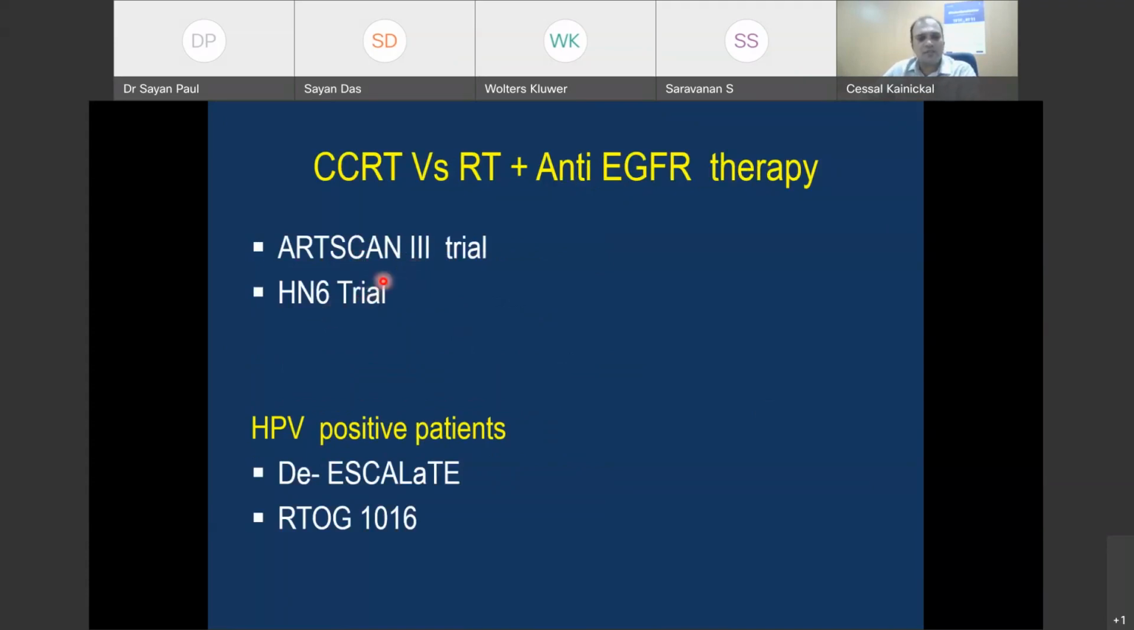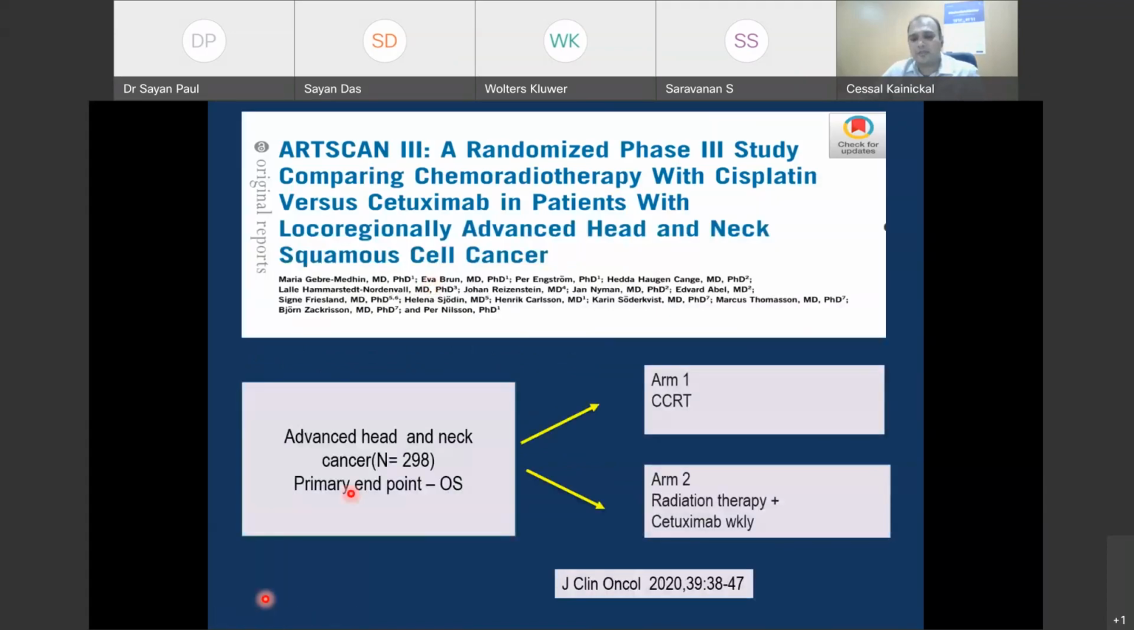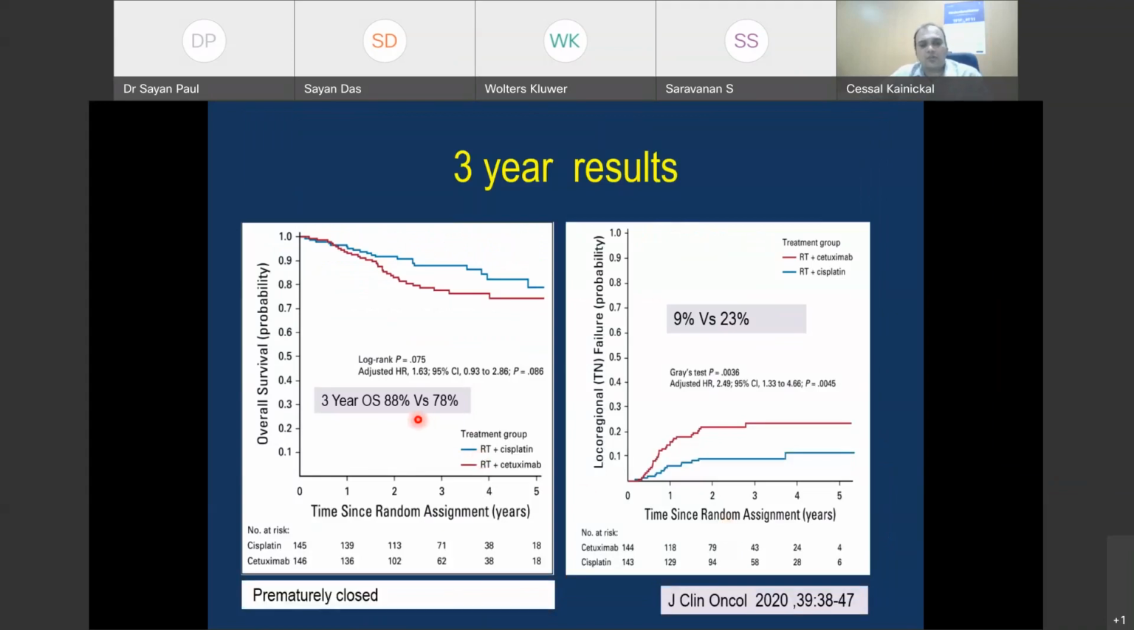The agent used in the ARTSCAN phase 3 trial was cetuximab, with the standard arm of concurrent chemoradiation versus radiotherapy plus cetuximab. The primary endpoint of the trial was overall survival. The study was prematurely closed because the patients who received chemoradiation had better survival, and the independent data monitoring committee advised stopping the trial prematurely. The 3-year overall survival was 88% versus 78%. And the local control was also better in patients who received cisplatin compared to cetuximab.